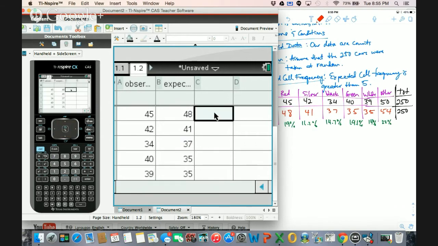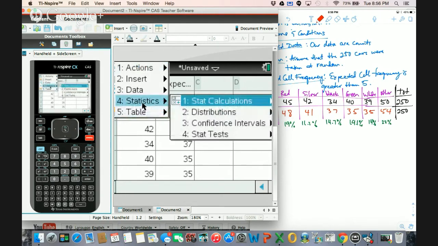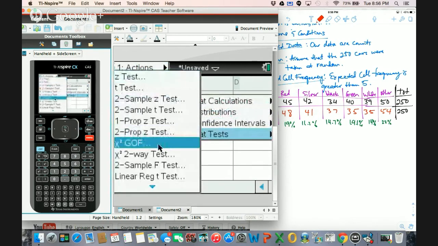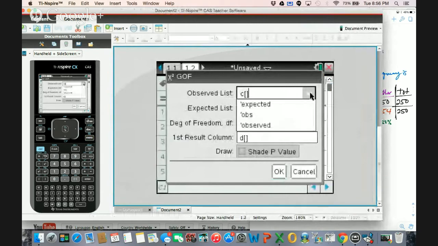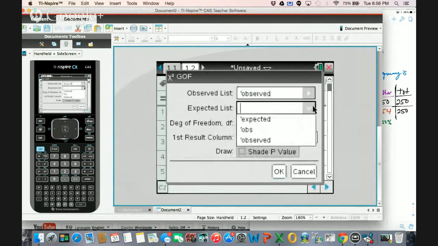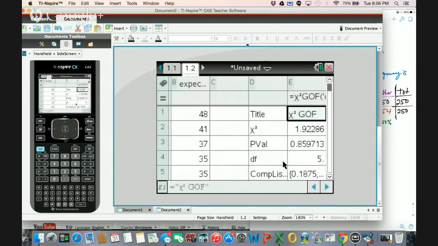I'm going to go ahead and go up here and do my menu, statistics, stat test, chi-square goodness of fit. My observed list is, look at that, observed. My expected list is expected. My degrees of freedom, 1, 2, 3, 4, 5, 6 minus 1 is 5. And sure, I'll do that. You can also shade the p-value, so it'll show you a picture, but I don't know if your calculators do that. That just might be mine. Okay, hit OK. Let's see what we got.